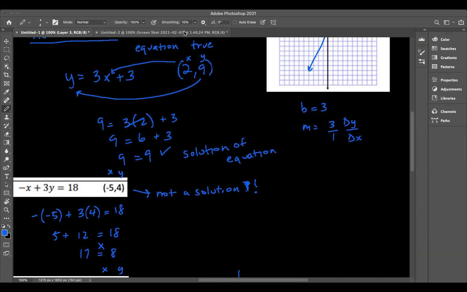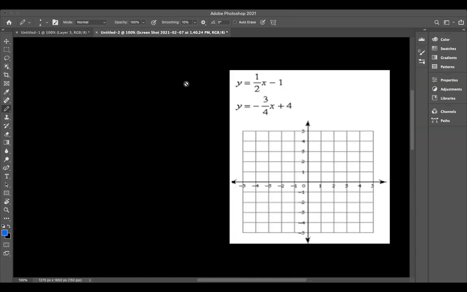So let's go on to the other portion of looking at the equations. Let me just put a layer on this. Sorry, guys, I keep forgetting to do that. All right. So now we're going to start looking at solutions of two equations.